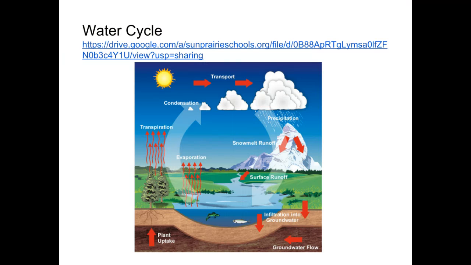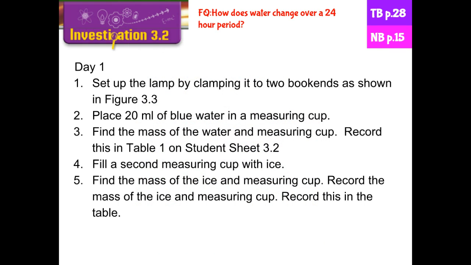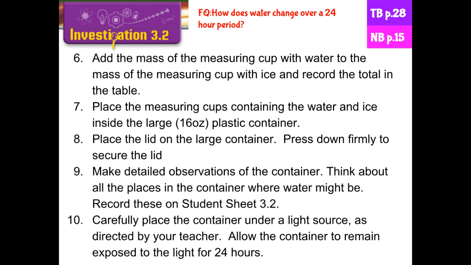We have a little water cycle we're going to talk about today. Talk about where different parts of the water cycle happen in our atmosphere. And during our lab, we're going to be simulating a water cycle. So you're going to be setting this up in the lab. You're going to be using some small measuring cups. You're going to have a student sheet to record your data where you're finding the mass of different containers, some with ice, some with water. And you're going to add all those masses together with the water, the mass, to record the total. And you're going to place the measuring cups in a container, and that lid's going to get sealed, and you're going to place that in front of a light for the next 24 hours.